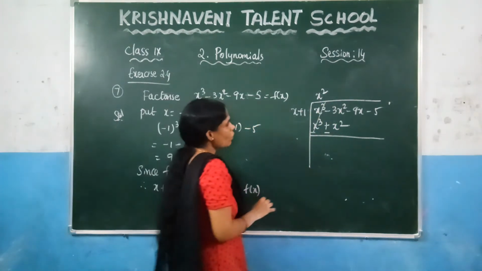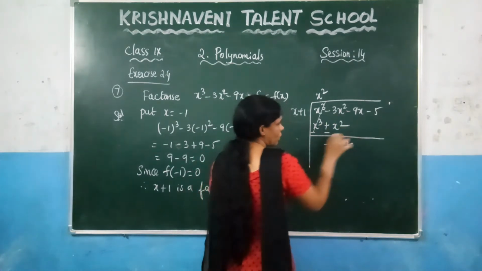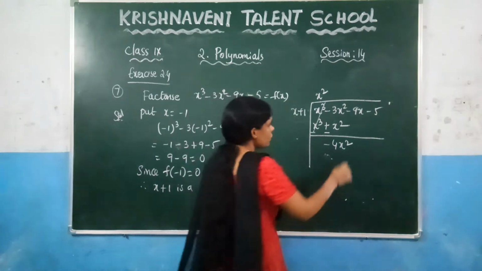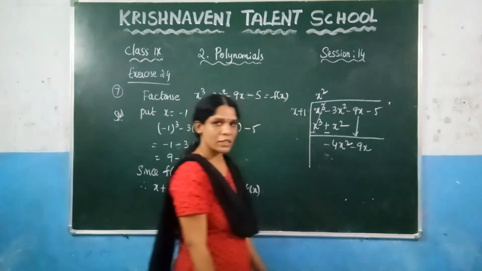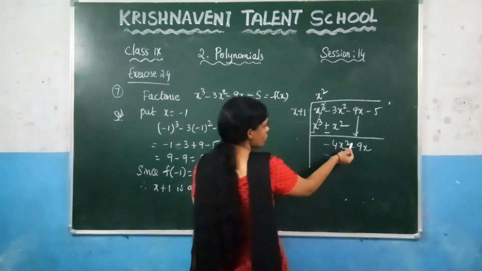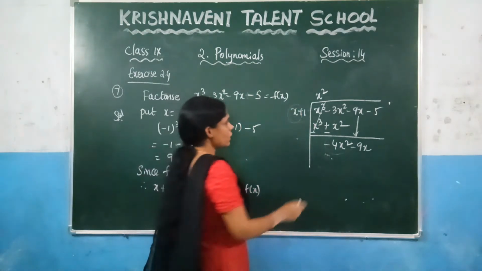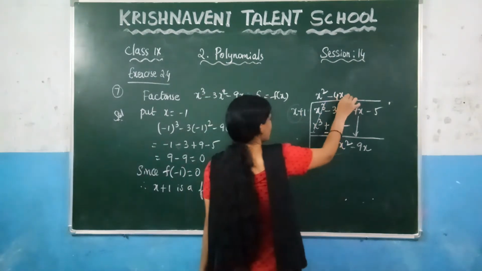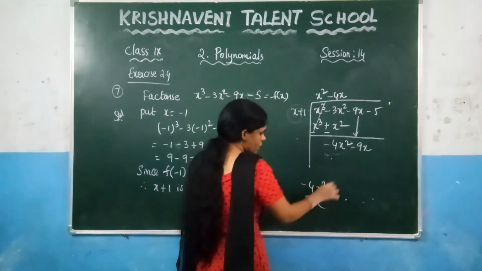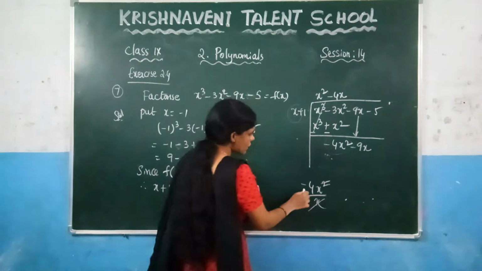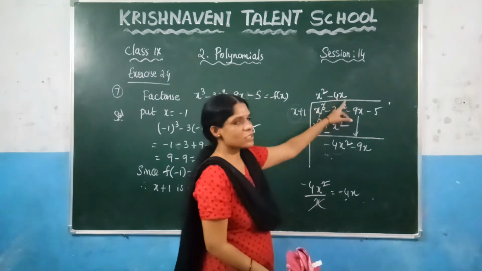And after that, minus 3x square minus x square gives you minus 4x square. Now you need to bring this value down, which is minus 9x. Now again, you need to divide these two values, minus 4x square by x. If you do that, what you will get is minus 4x. Right? Here one x will get cancelled, so what is left is minus 4x. So write it here, minus 4x.